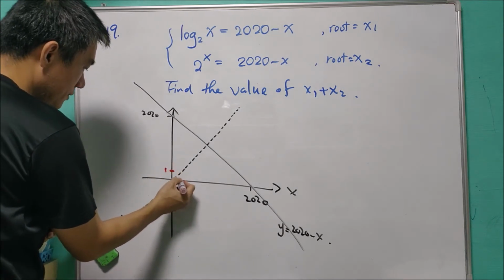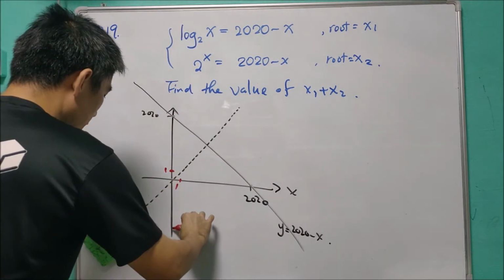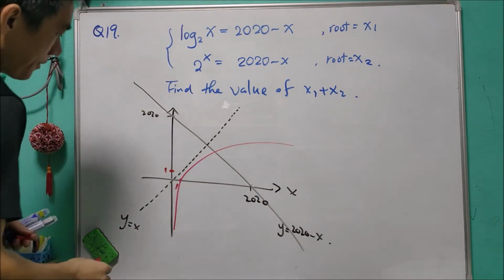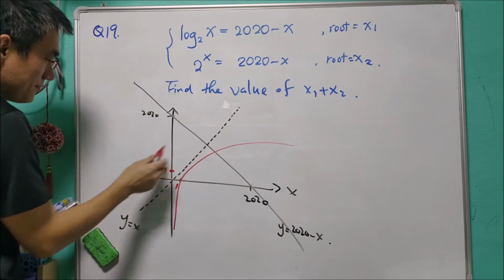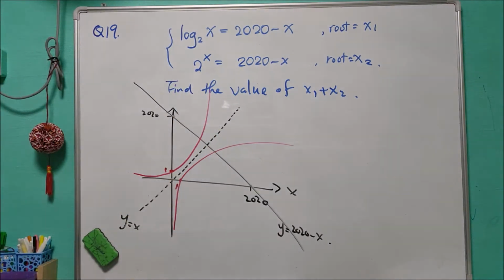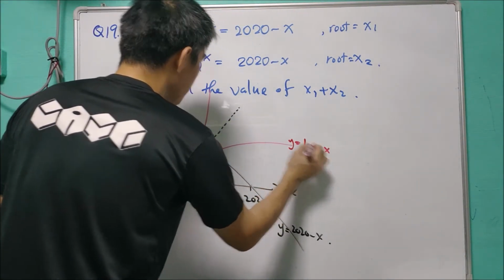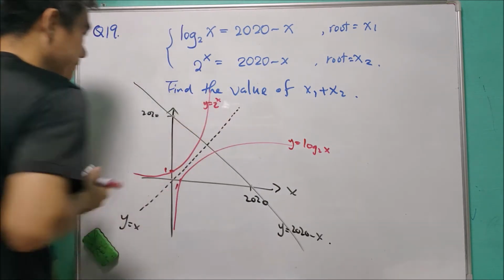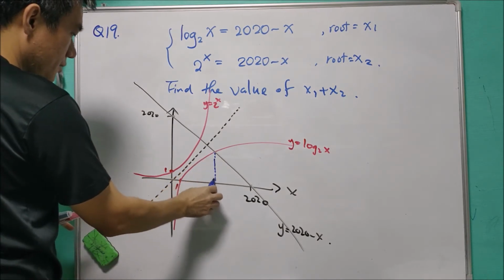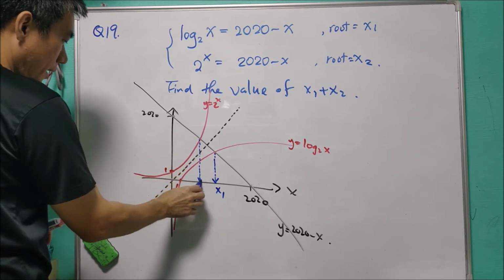So this is 1, this is 1. For log 2x, you will have something like this. I try my best. Reflection, so it will be something like this. Okay, so according to what we have, this is y equals to log 2x and this is y equals to 2^x. From the condition, this is equal to x1 and this is equal to x2.